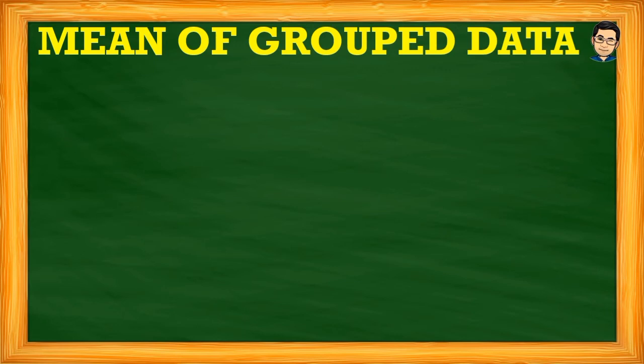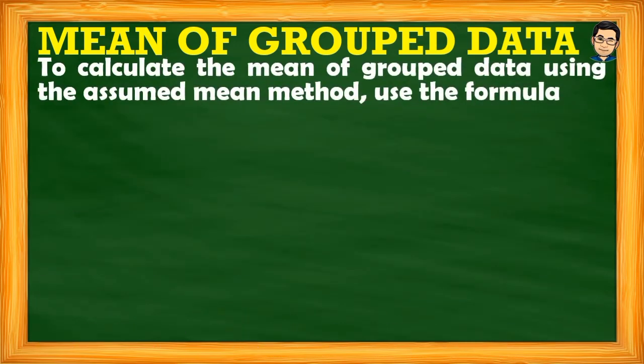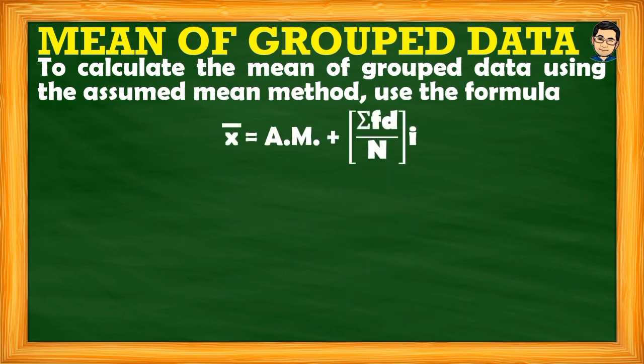So, we'll have the second method now, which is yung assumed mean. So, ito po yung formula for assumed mean. So, that is x bar, mean is equal to assumed mean plus the product of the interval and summation of the product of frequency and deviation all over n.